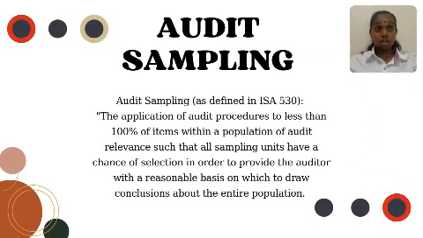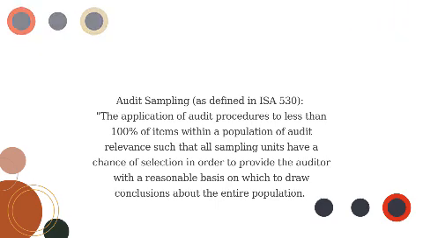Audit sampling, as defined in ISA 530, is the application of audit procedures to less than 100% of items within a population of audit relevance, such that all sampling units have a chance of selection, in order to provide the auditor with a reasonable basis on which to draw conclusions about the entire population.